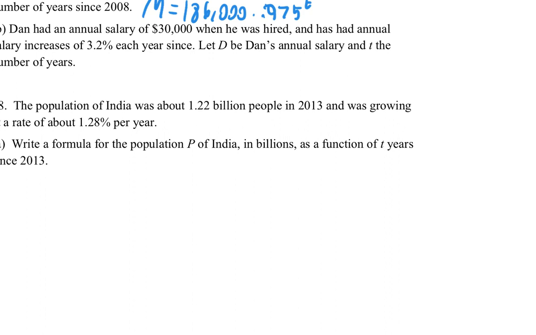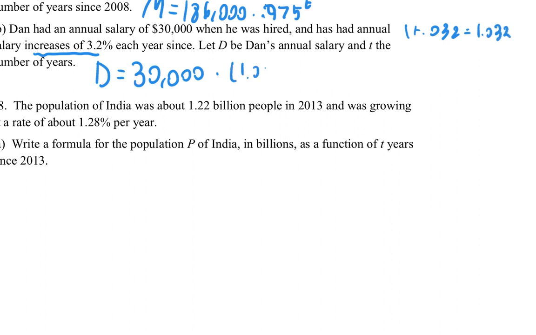For this next one, Dan had an annual salary of $30,000 when he was hired, and has had an annual salary increase of 3.2% each year. Let D be Dan's annual salary and T be the number of years. So again, this is going to be an exponential. D is going to equal our initial amount, which is 30,000, times, and then for our b, we're increasing by 3.2%, so that's 1 plus 0.032. So it's going to be 1.032 for b. So it's going to be 1.032 to the T.